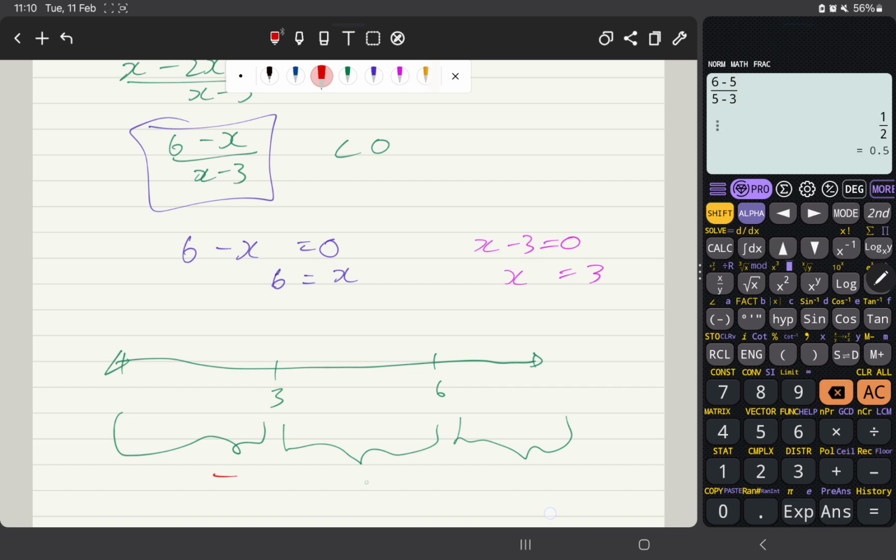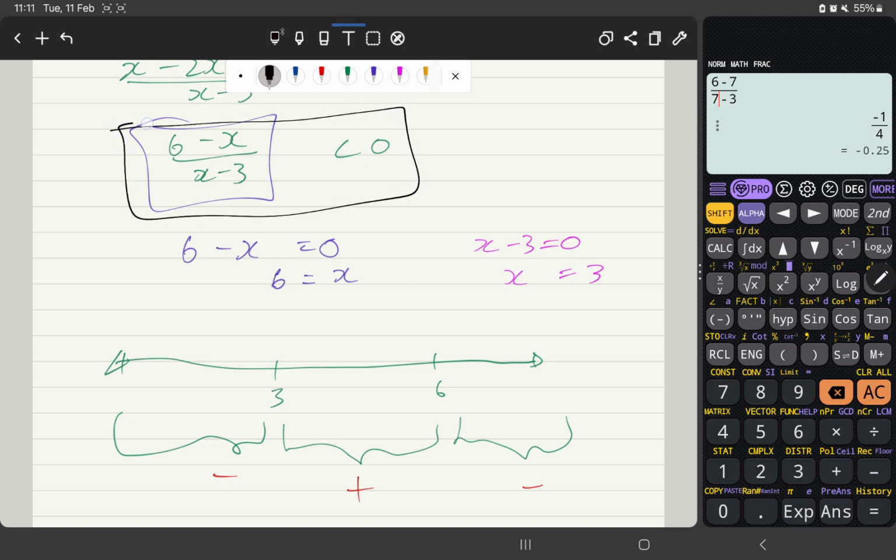So I'm getting a positive value here, right? And now let me take any value greater than 6, let me say 7. And any value greater than 6, what am I getting? I am getting a negative. So I have a negative there. So I go back to my expression.